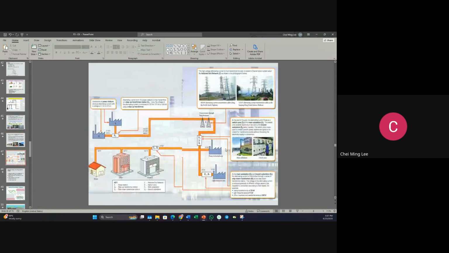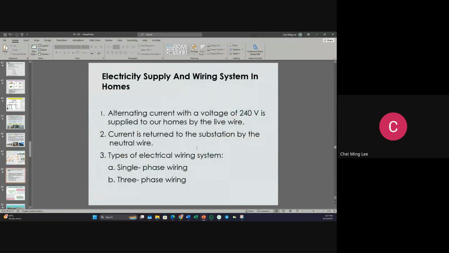Okay, can you understand? Okay, so these are the things that we have just mentioned. I've already mentioned them, so it's just the same thing. So now let's see the electricity supply and wiring system in the home.